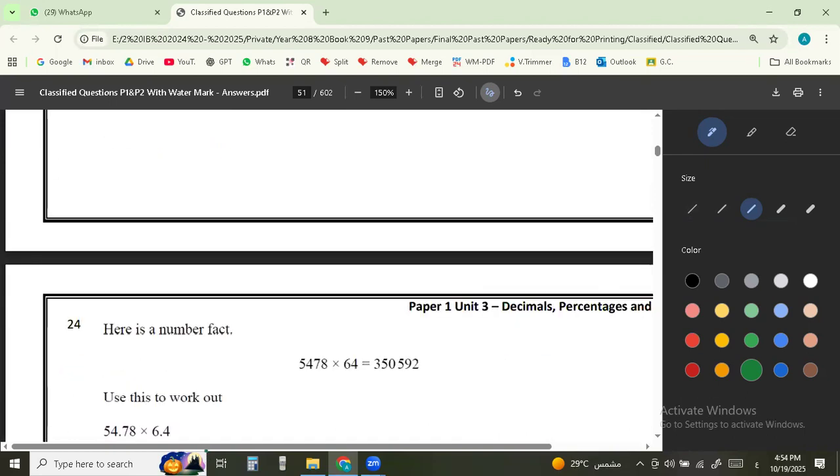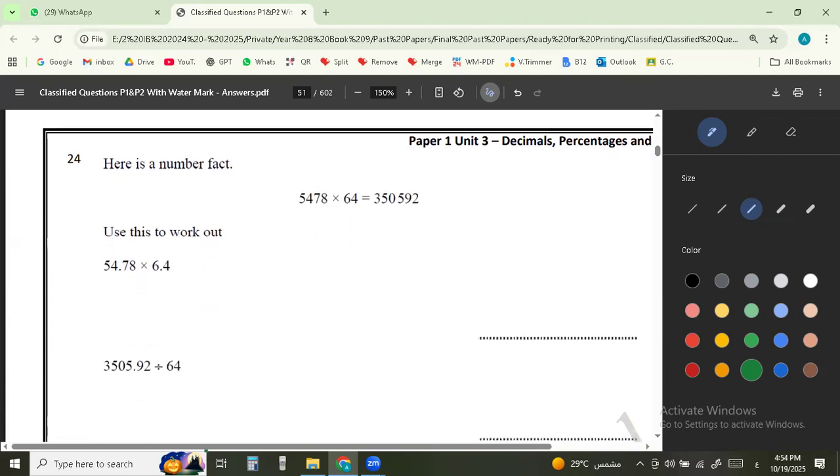Use this fact to work out this. This is the same as that. It is exactly 350,592. But I have 3 decimal places, so it is 350.592. In division, this number divided by 64 is this number, 5,478. And there is no decimal in the divisor, so the question is ready for me. So this number divided by 64 is this. I wrote it down there. But I have 2 decimal places here.